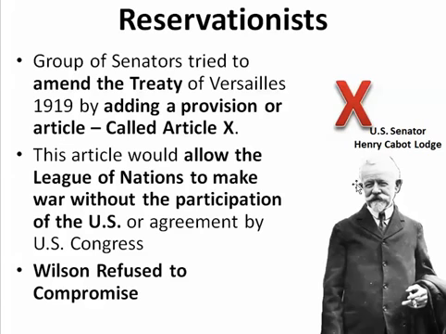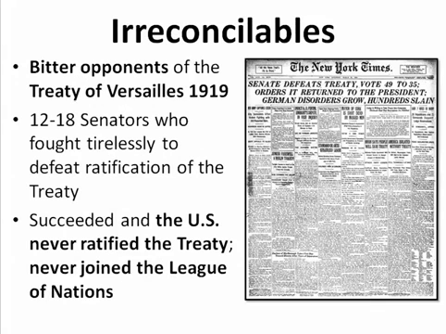And so Henry Cabot Lodge, as a reservationist, turns against the Treaty of Versailles. Another group called the Irreconcilables just did not like it and were not willing to negotiate. They were bitter opponents to the Treaty of Versailles in 1919. 12 to 18 senators fought tirelessly to defeat ratification of the treaty, and they're going to succeed. The Treaty of Versailles in 1919 will not be ratified by the United States. The war will end. The treaty would be accepted everywhere else, but not in the United States. And the United States never joins the League of Nations.